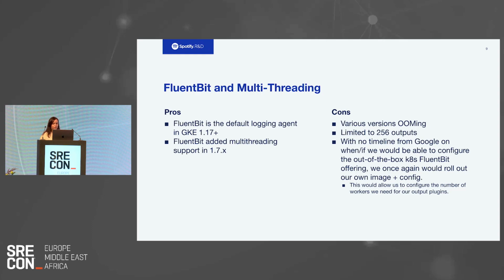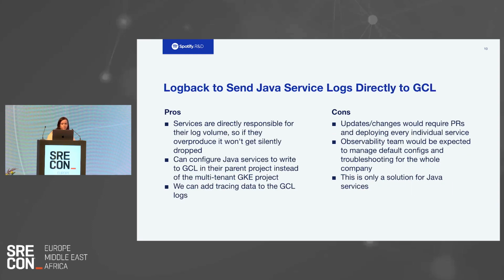Another thing we learned was FluentBit is limited to 256 outputs. So before I mentioned we had 1,700 projects and namespaces at the time. That wouldn't work in this case because if you only have 256 outputs, you can't have 2 outputs for each project. And there was no timeline for when or if you would be able to have a custom FluentBit out of the box with your deployments in GKE. So that was kind of a non-starter for us. We would have to deploy FluentBit again like we were doing with FluentD and have all this custom overhead essentially.